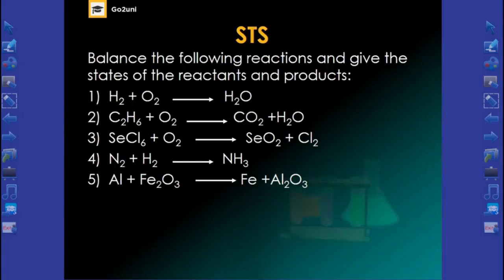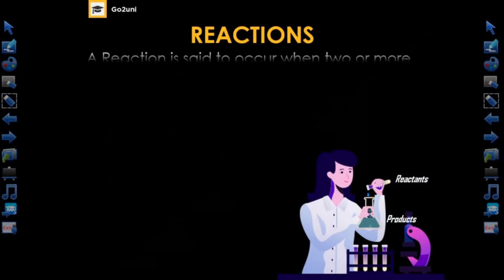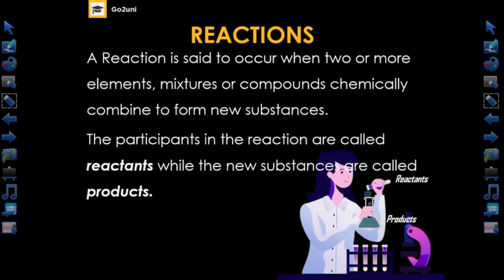So, away from balancing equation, we look at reactions in chemistry. What are reactions? A reaction is said to occur when two or more substances chemically combine. Now, when we talk about substances coming together, they could be mixtures, compounds, or elements. And when these substances chemically combine, they lead to the formation of new substances called products. So, the substances coming together to combine chemically are called reactants. And reactants will give products.